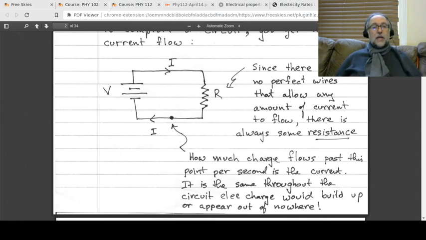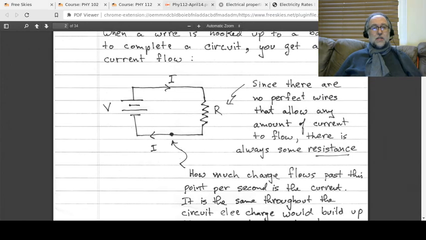Okay, now the next thing is this resistance. The battery's kind of like the push. It's giving energy to each one of those charged particles to go out there and flow around. If you didn't push them out, why would they move? So it's the push, and the current is how many of them are flowing through, and the resistance is kind of an attempt to slow down the current.